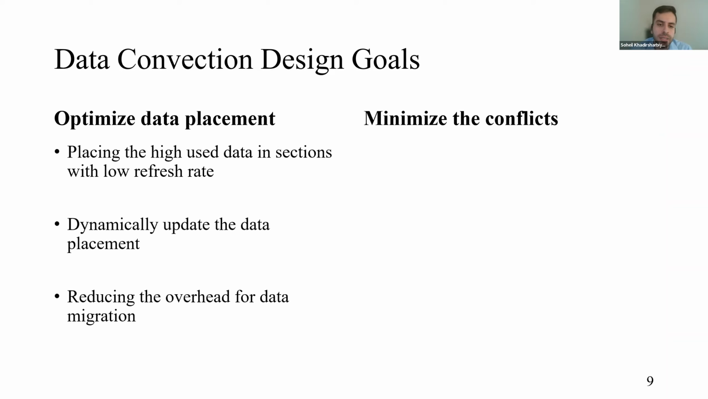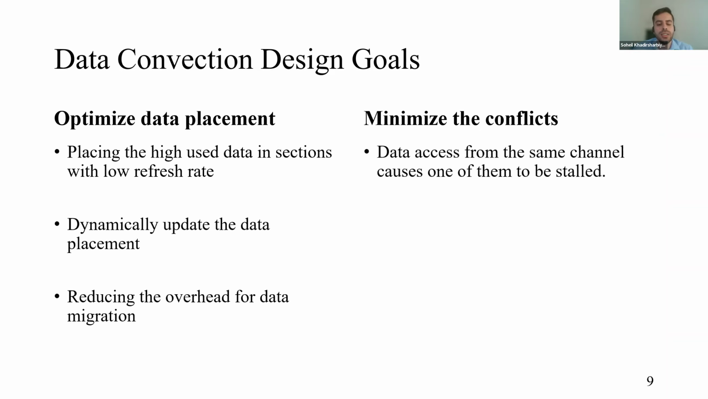By conflicts, I mean that, for example, suppose we have two hot data items placed in the same bank, and when we want to access them simultaneously, one of them should wait for the other one. So it means that we are facing a conflict here. In this approach, we want to place the data according to the temperature, but at the same time, we don't want to increase the number of conflicts significantly.